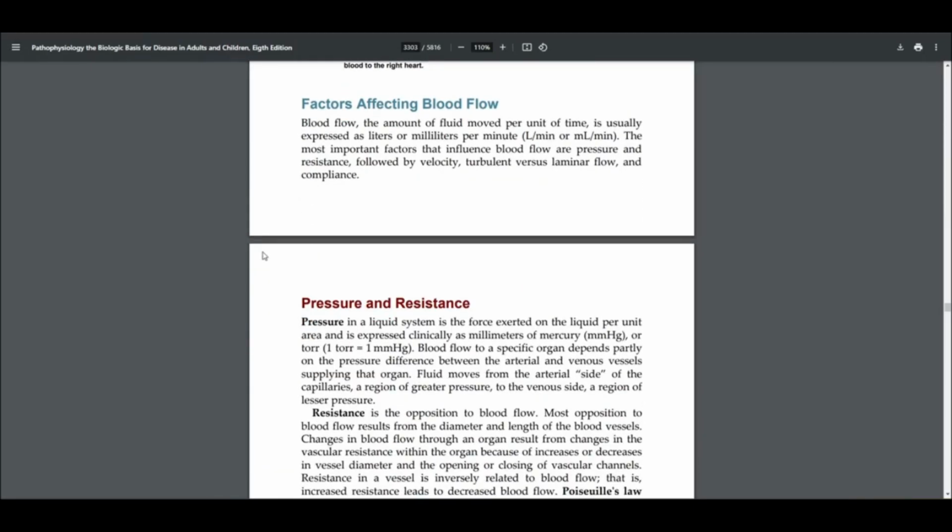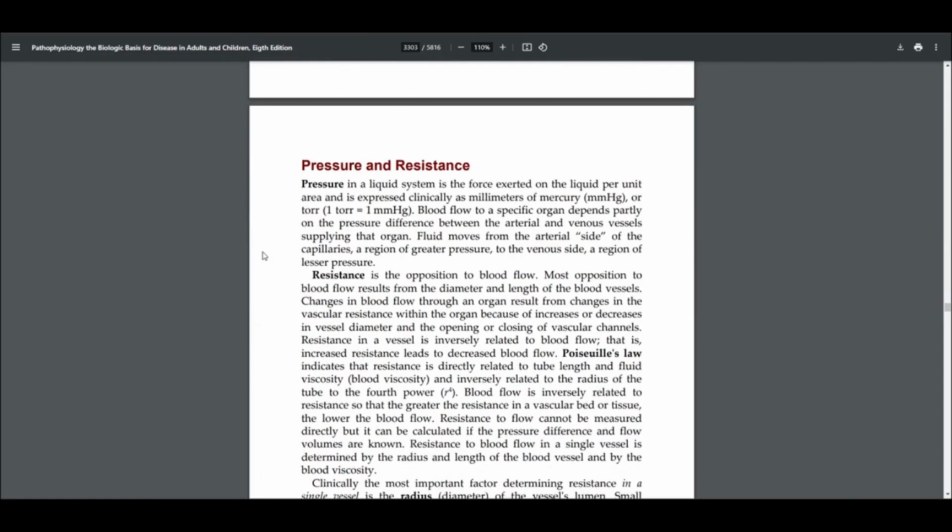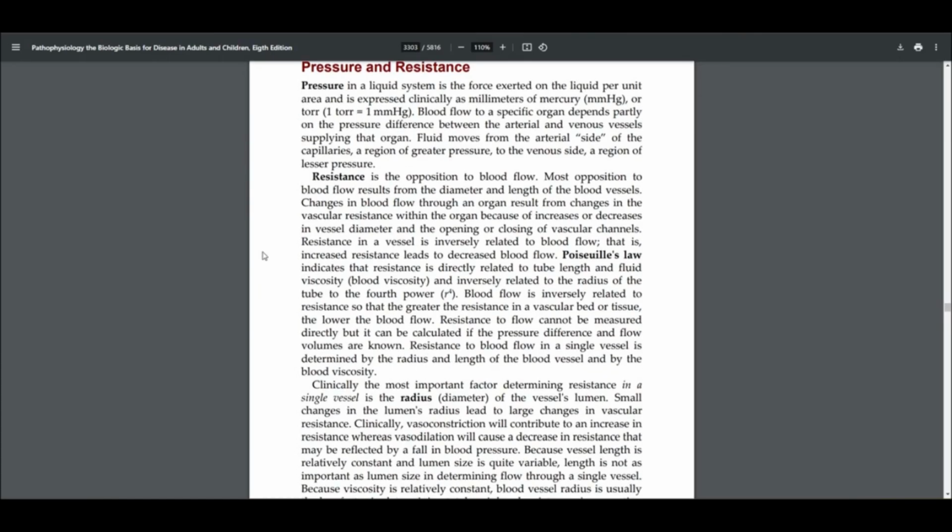So, factors affecting blood flow. Blood flow, the amount of fluid moved per unit of time, is usually expressed as liters or milliliters per minute, so either L per minute or mL per minute. The most important factors that influence blood flow are pressure and resistance, followed by velocity, turbulent versus laminar flow, and compliance. So, your pressure and resistance.